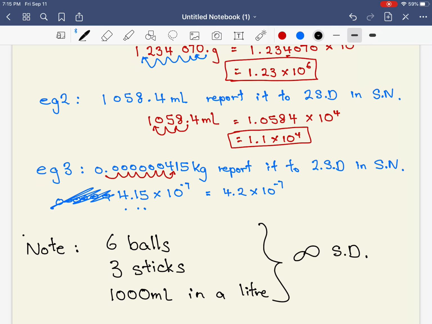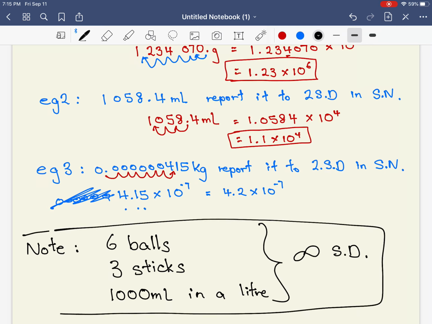So make sure, okay, when I give you some questions to do tonight, you don't say, oh, okay, for something that is a count, you will start counting how many numbers are significant. That would not be right. Okay? If it's a count, it will be infinite.